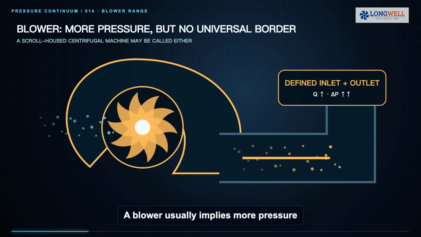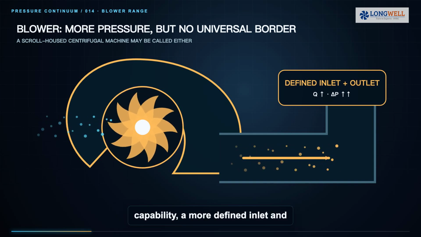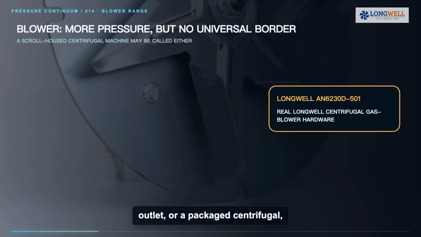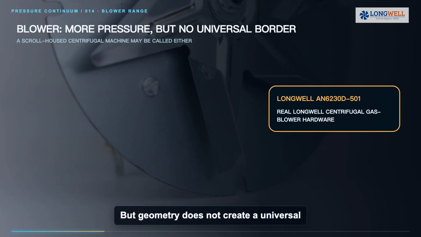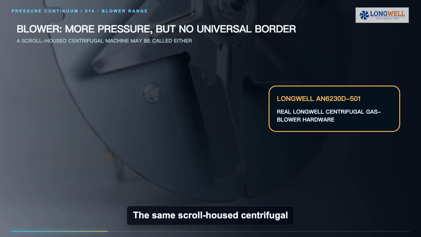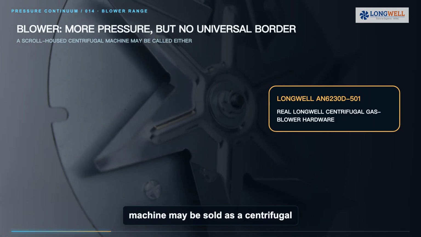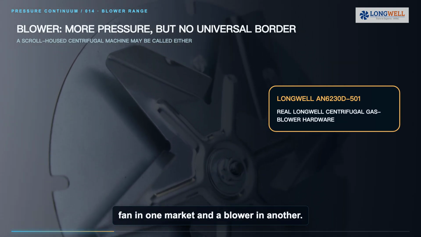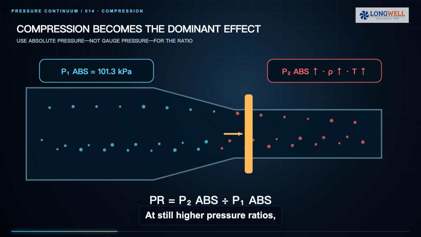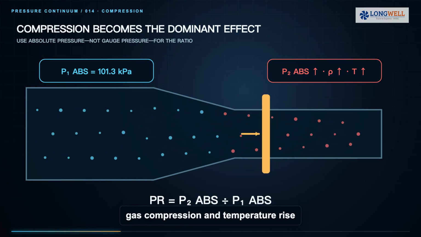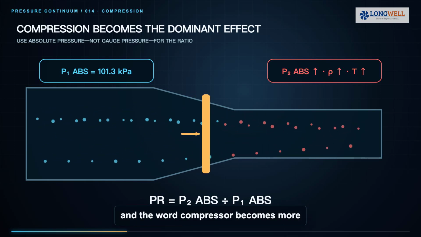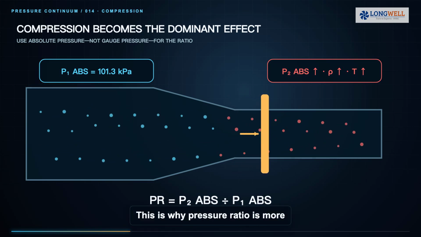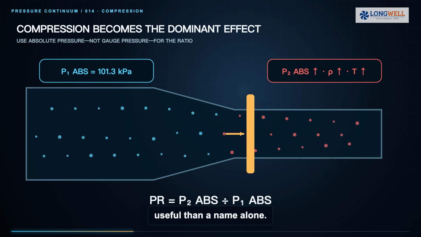A blower usually implies more pressure capability, a more defined inlet and outlet, or a packaged centrifugal, regenerative, or positive displacement mechanism. But geometry does not create a universal border. The same scroll-housed centrifugal machine may be sold as a centrifugal fan in one market and a blower in another. At still higher pressure ratios, gas compression and temperature rise become increasingly important, and the word compressor becomes more appropriate. This is why pressure ratio is more useful than a name alone.